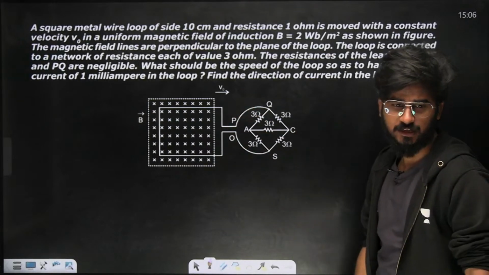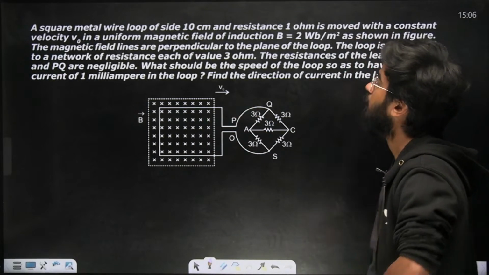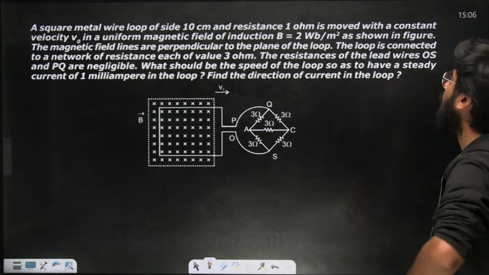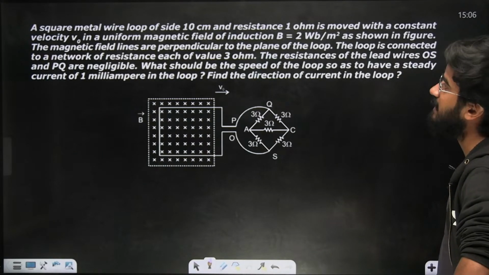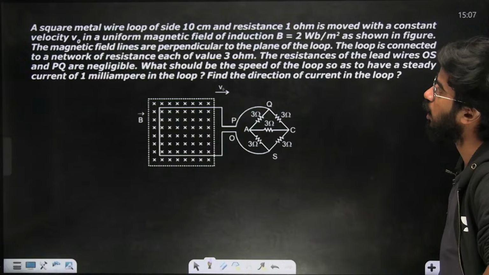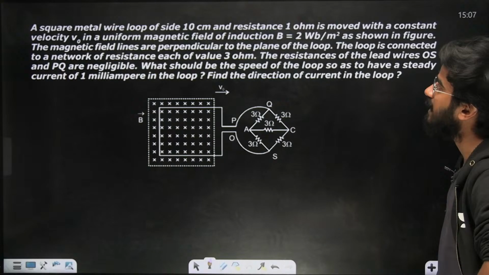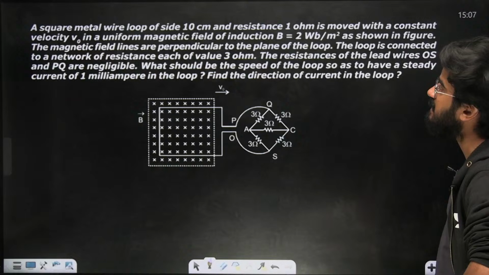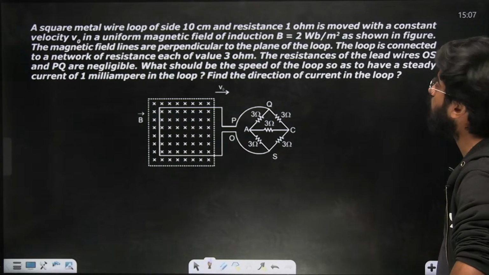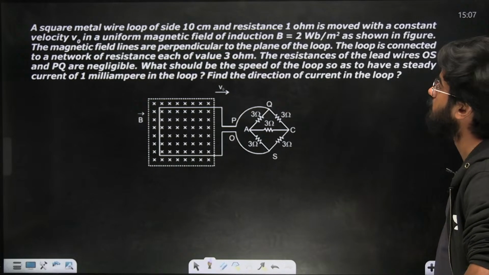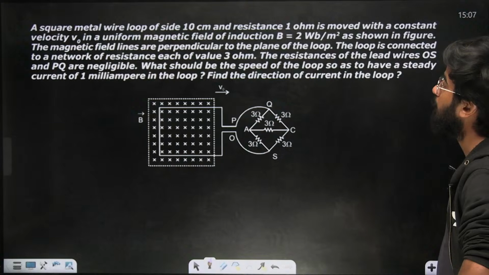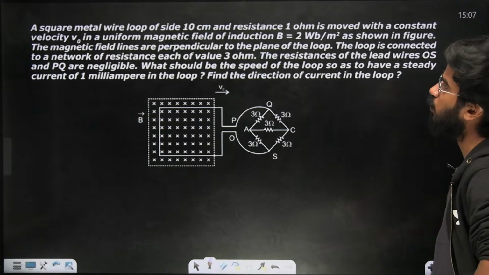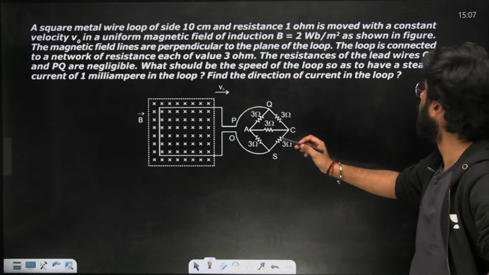What the problem is saying, is it visible? The square metal wire loop of side 10 cm and resistance 1 ohm is moved with a constant velocity V0 in a uniform magnetic field with magnetic induction of 2 Weber per meter square, as shown in the figure. The magnetic field lines are perpendicular to the plane of the loop. The loop is connected to a network of resistances each of 3 ohm. The resistances of the lead wires OS and PQ are negligible.